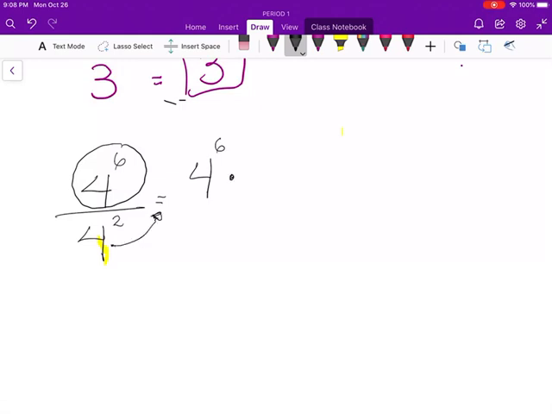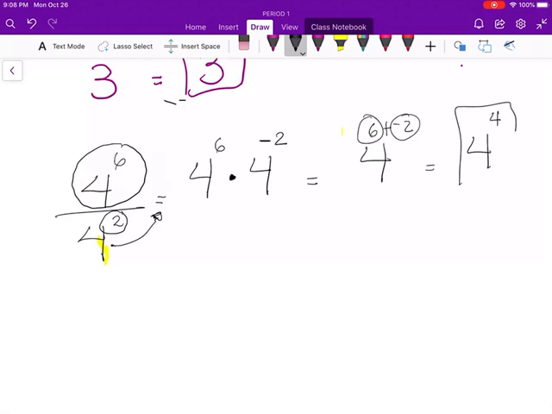Why? Because I'm going to turn my division problem into a multiplication. Since you already learned how to multiply, all you have to do is turn this division into multiplication. But be careful, when you bring this up, it will become a -2. So keep the base and we add the exponents, and you will get the same thing.